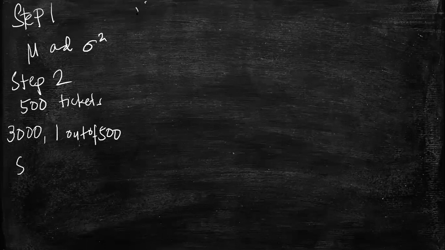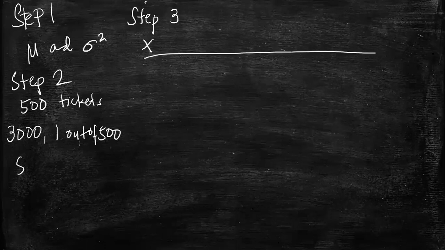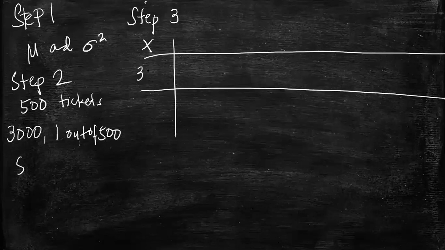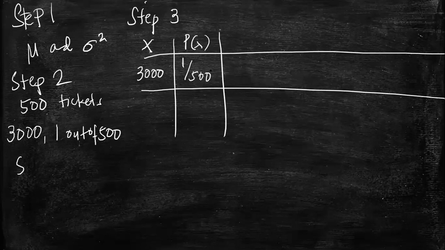Okay, step 3. So we have X, 3,000 pesos. P of X. Ano yung probability natin na makuha natin 3,000 pesos? 1 out of 500. Katulad nung nakaraan, class, kailangan probability distribution, kailangan kompleto. So, isusulat pa rin natin yung 499 na tickets. Ano yung mapapanalunan natin sa 499 na tickets?